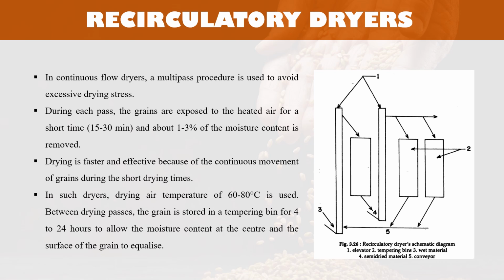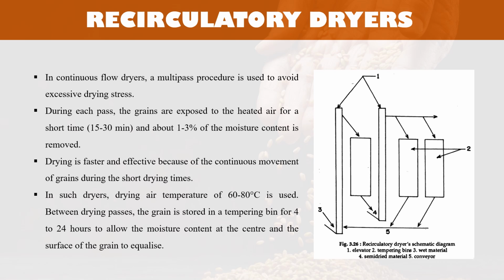Next, we have the recirculatory dryers. This is a type of continuous flow dryer, and it is a multi-pass procedure used to avoid excessive drying stress. During its pass, the grains are exposed to the heated air for a short time, which is 15 to 30 minutes, and about 1 to 3% of the moisture content is removed.